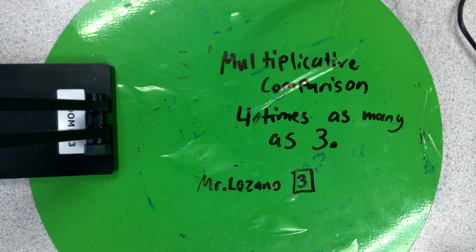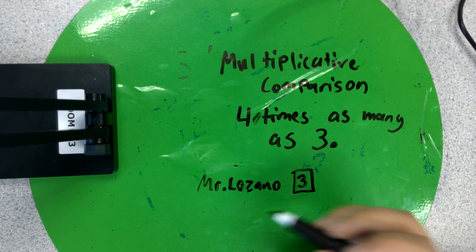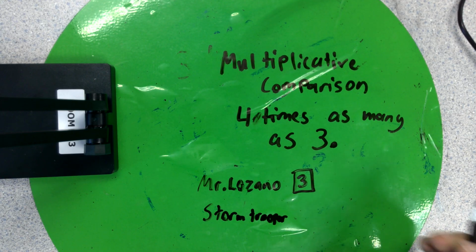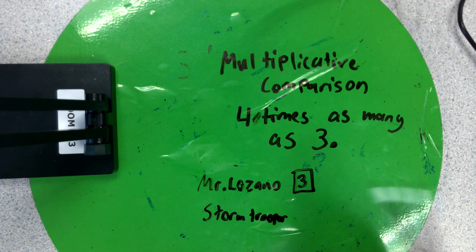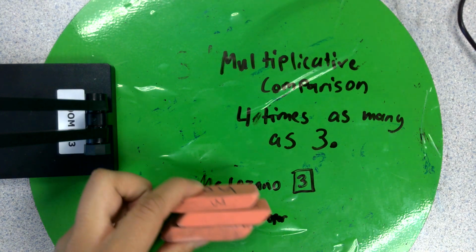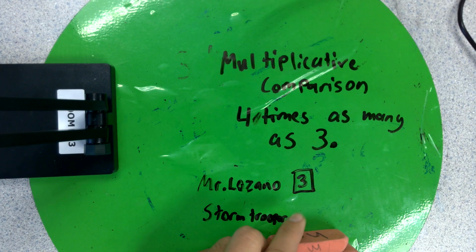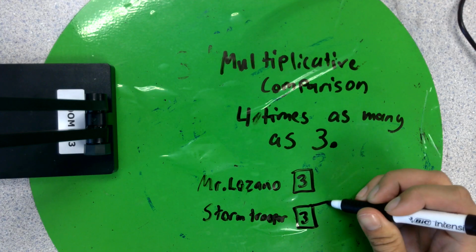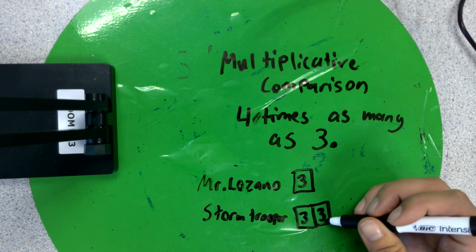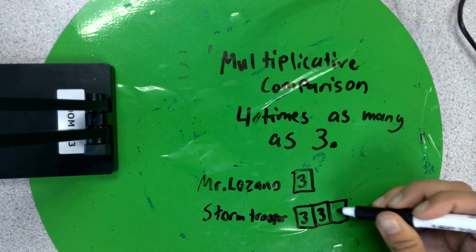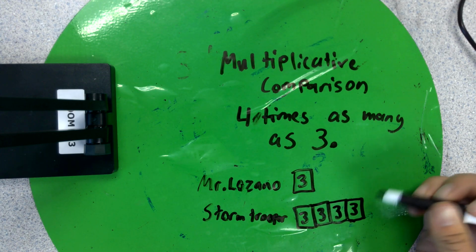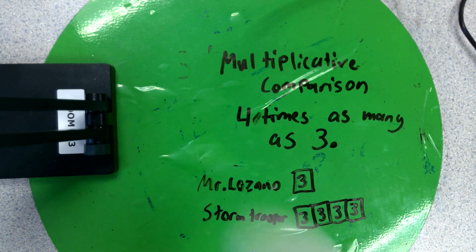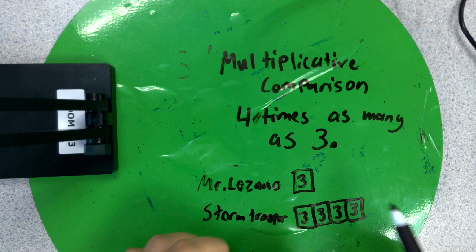But anyway, 4 times as many as 3 is, so for our stormtrooper here, he is going to have 4 times as many as 3 erasers. Now, since I have 3 erasers, he's going to repeat on his bar model the 3 four times. So I want to draw 4 boxes here, and each is going to have 3. So this model will show that in comparison, our stormtrooper here has 4 times as many as the erasers I have, which is 3.